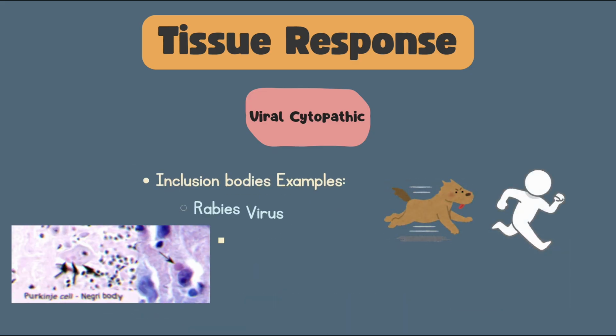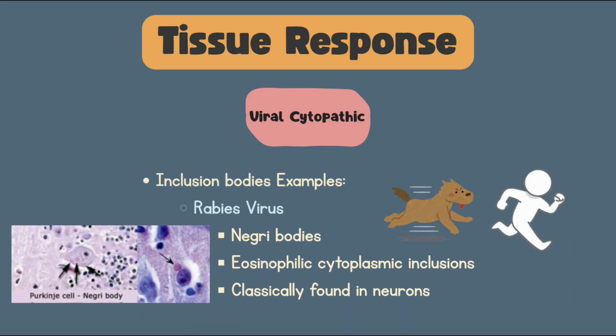Lastly, we have rabies virus. Rabies infection produces Negri bodies, and these are eosinophilic cytoplasmic inclusions that are found within neurons. So these inclusions are found in the cytoplasm. If we remember, the last 2 were in the nucleus. This one, however, is in the cytoplasm, and it is found within neurons or within neural cells.